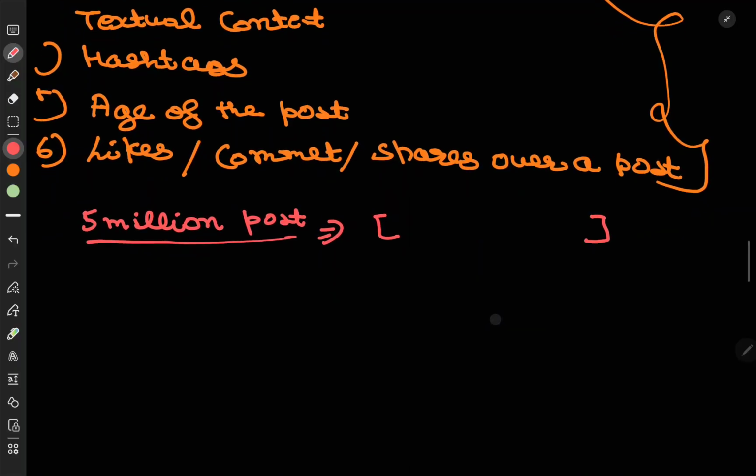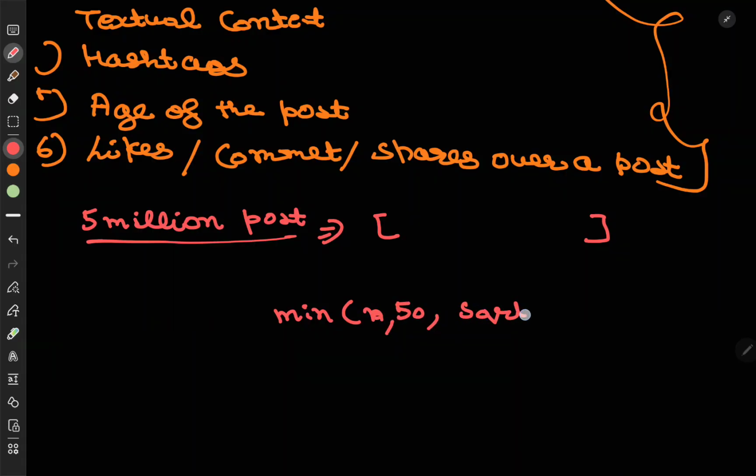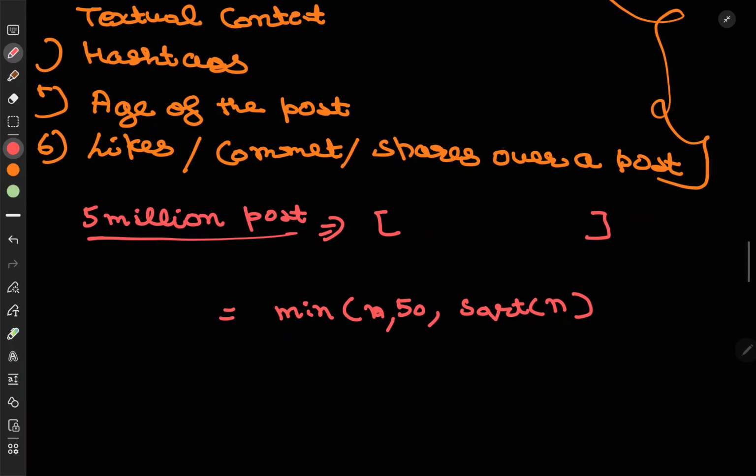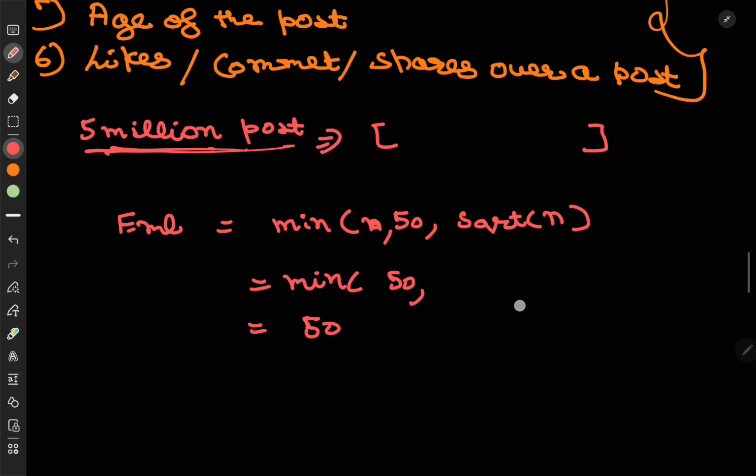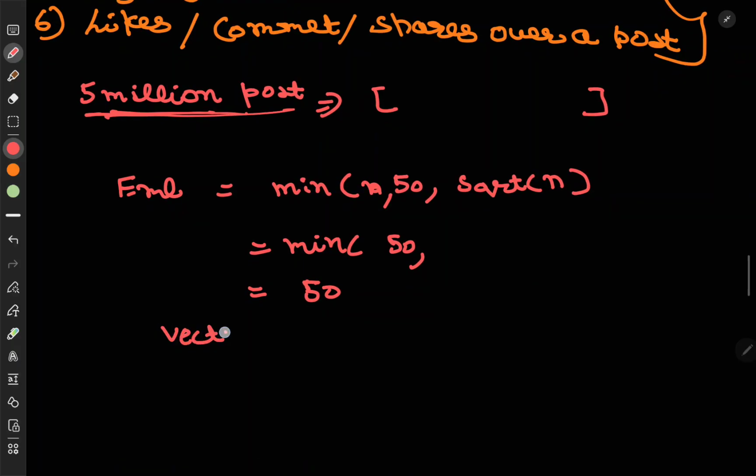Generally there is a rule of thumb, which is the minimum of 50 comma square root of n. What this means is that if we have 5 million posts, the embedding dimension should be roughly the minimum of 50 comma square root of 5 million. So it would be roughly boiling down to 50 only. So we can represent a particular post using a vector of 50 dimensions.